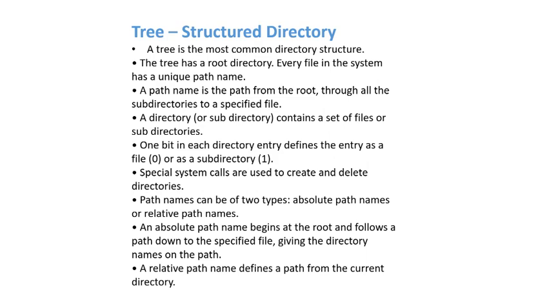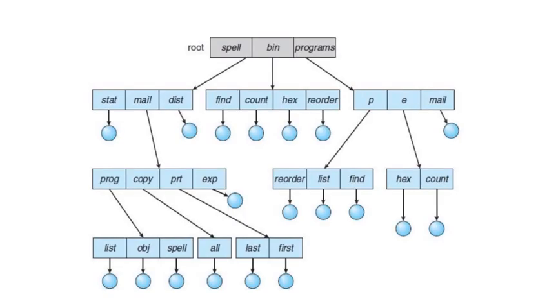Path names can be of two types: absolute path names or relative path names. An absolute path name begins at the root and follows a path down to the specified file, giving the directory names on the path. A relative path name defines a path from the current directory. And this is the example for tree directory structure.